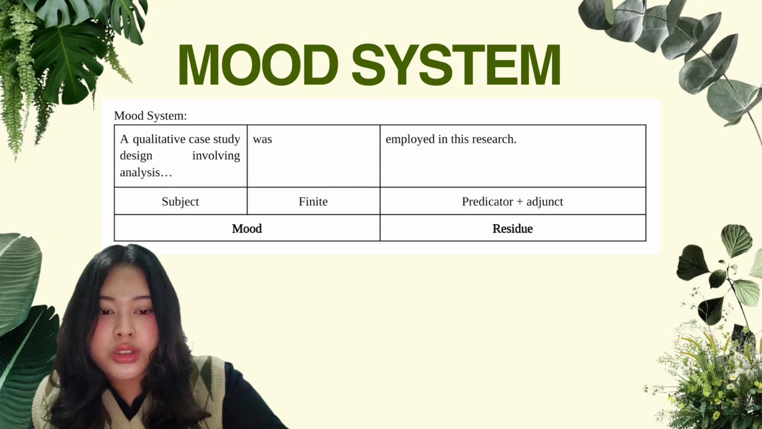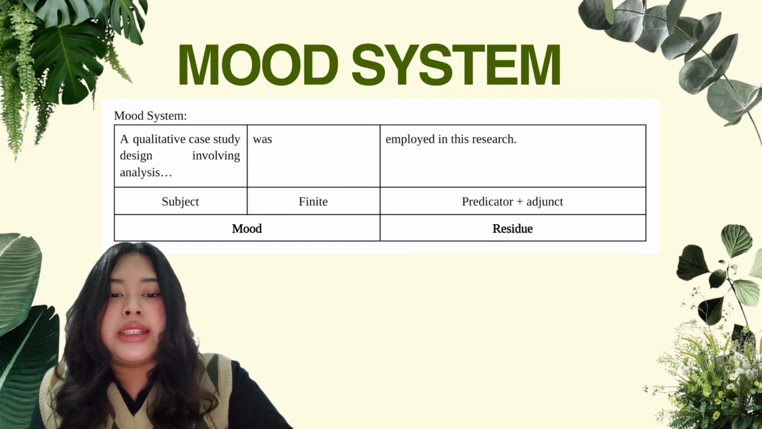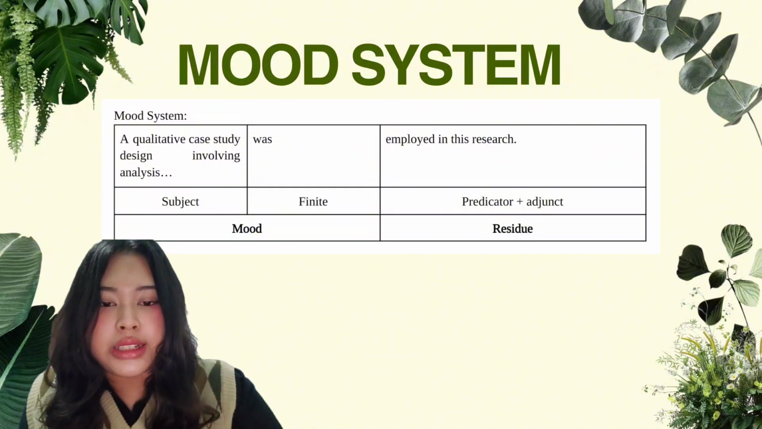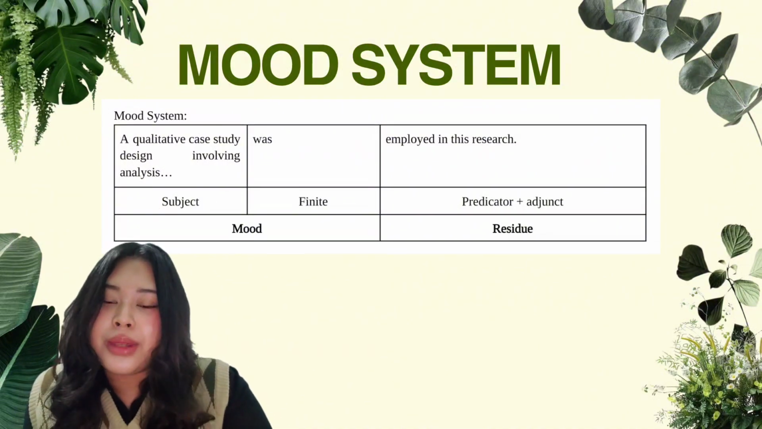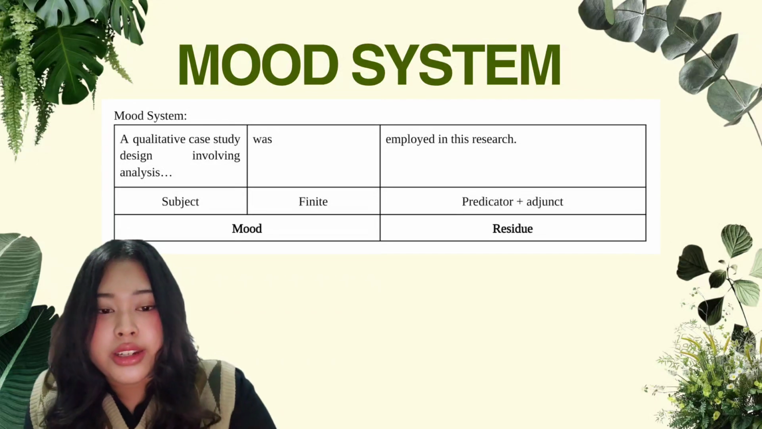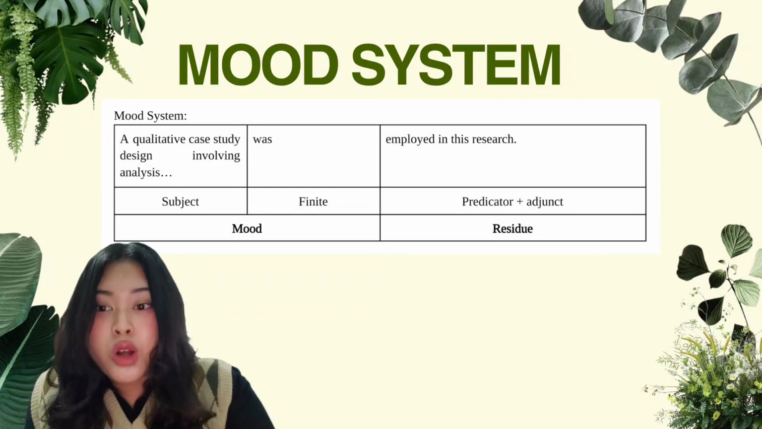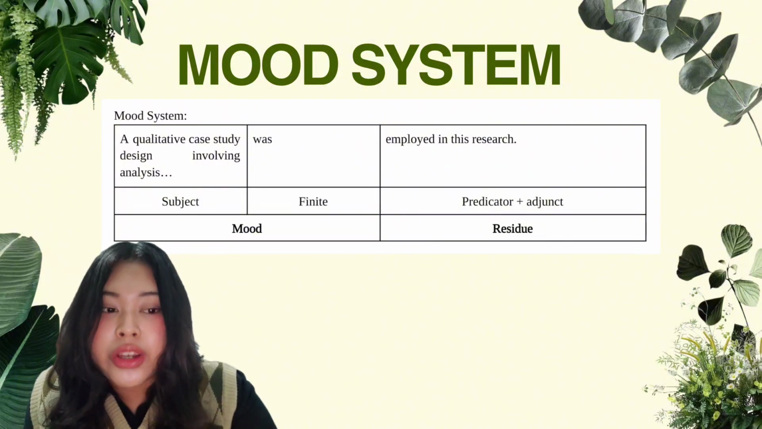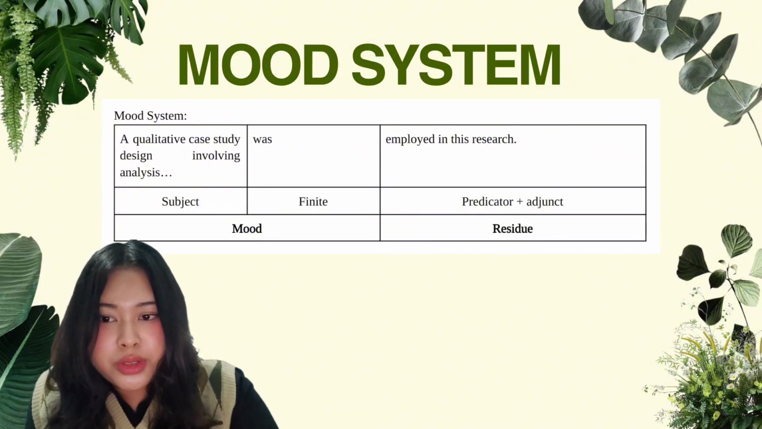So for our mood system analysis for the sentence here, the mood type is still declarative. However, finding the mood block is harder here because the subject is very long. The subject is the entire phrase, "a qualitative case study design involving analysis..." That is one giant subject.